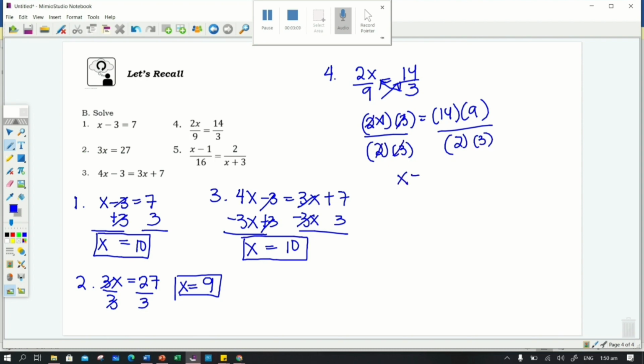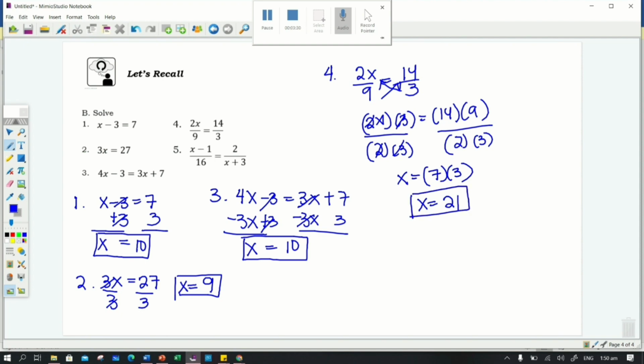What is left is x is equal to, we have noticed that 14 and 2 are divisible, so we can divide 14 by 2. So 14 divided by 2, that is 7. And 9 divided by 3, that is 3. So the value of x here is 21.